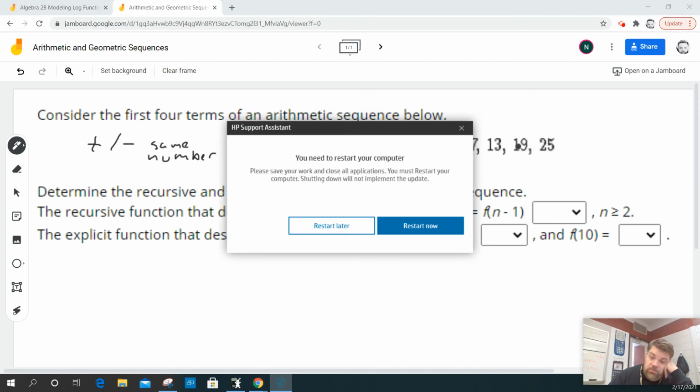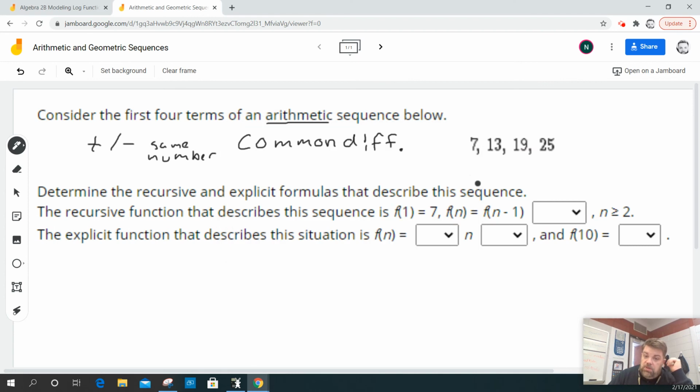And it says below. So before we even jump into that, I'm adding 6 to go from 7 to 13. From 13 to 19, I'm adding 6. From 19 to 25, I'm adding 6. So let's label this. I want to talk to you about recursive and explicit notation.